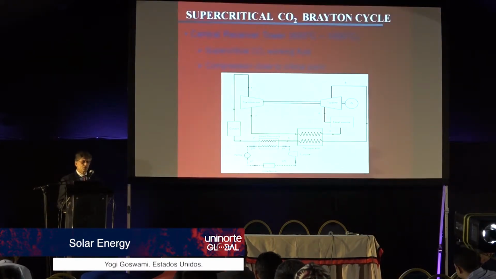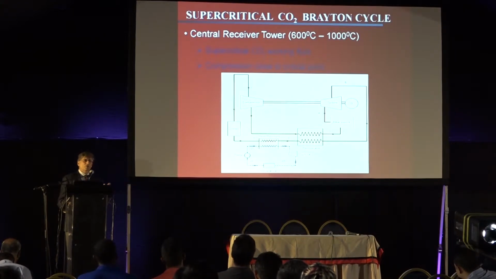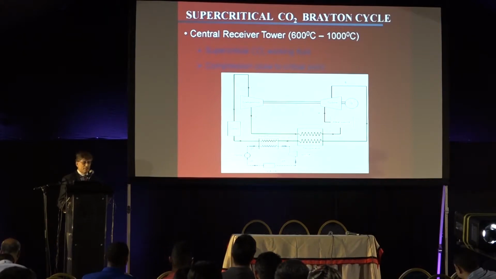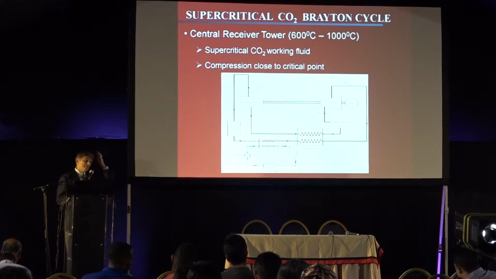So when it comes to supercritical carbon dioxide cycle, it would be used with the central receiver tower, sometimes also called power tower, temperatures of the range of 600 degrees C to 1000 degrees C. Supercritical CO2 is the working fluid. And why it's important and what advantage it gives us? Well, we cannot use steam at temperatures above 600 degrees C. So we got to go to a different fluid.